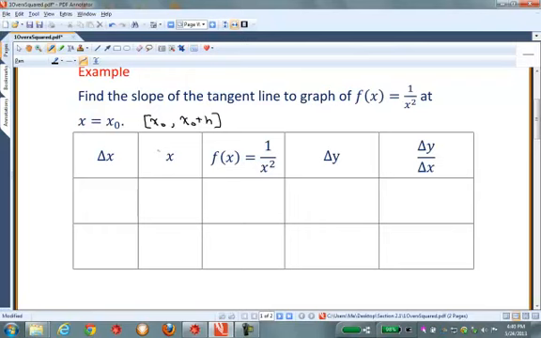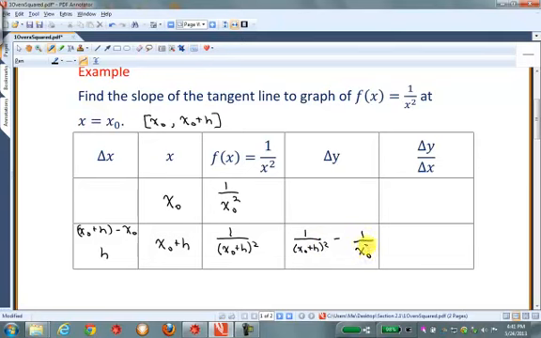So let's see, what will we have here? We'll start with the left end, x is equal to x0. Then f of x is going to be 1 over x0 squared. At the right end, the x value will be x0 plus h, and the function value will be 1 over the quantity x0 plus h squared. The change in x will now be x0 plus h minus x0, or simply h, and the change in y will be 1 over the quantity x0 plus h squared minus 1 over x0 squared.